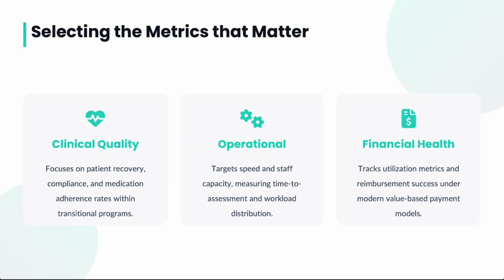You cannot measure everything, and attempting to do so leads to documentation fatigue. You must isolate specific case management key performance indicators across three primary categories: clinical quality, operational efficiency, and financial health. Clinical quality metrics focus on patient recovery and compliance. Operational metrics target speed and staff capacity, while financial metrics track utilization and reimbursement success.